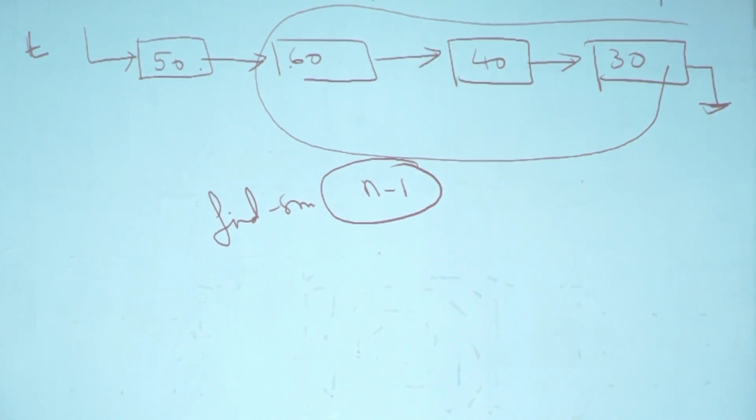And for the n minus 1 problem solution, you should pretend that you know how to find the sum of the remaining list. To that, if you add the data at the current head of the list, that will give you the sum of the entire list. Correct? Agreed? Okay. So now let's solve this.